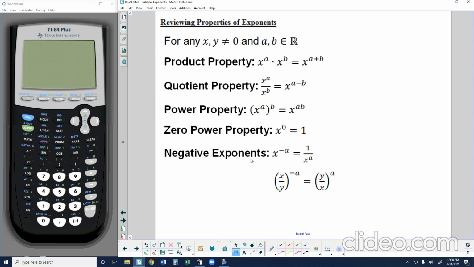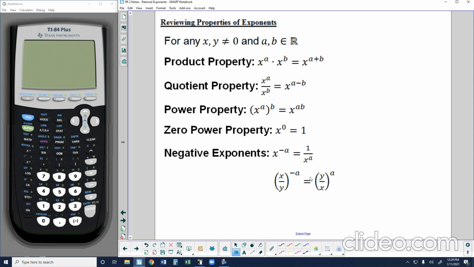And when we're dealing with negative exponents, a negative in the exponent is a reciprocal operation. So x to the negative a power is the same as 1 over x to the a power. Also, x over y to the negative a power is the same as y over x to the a power. All of these properties you guys learned and used in Algebra 1, and we're going to continue to use them here in Algebra 2 when we're starting to deal with rational exponents.